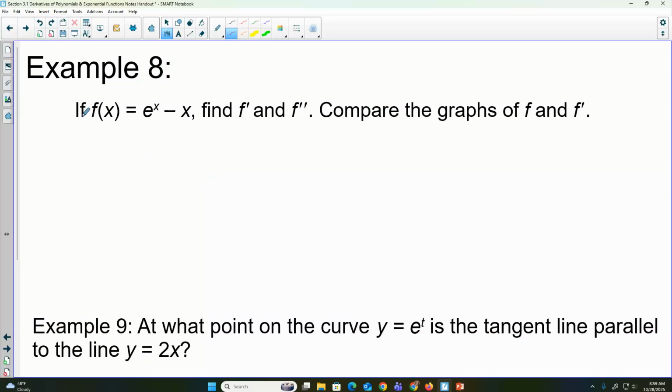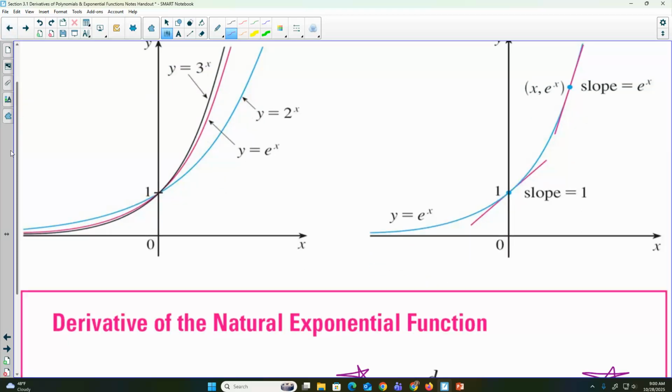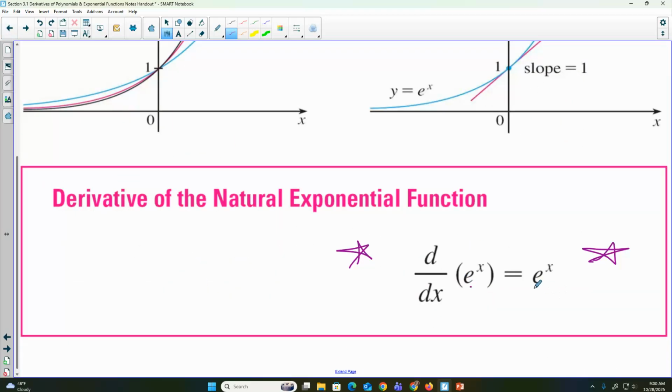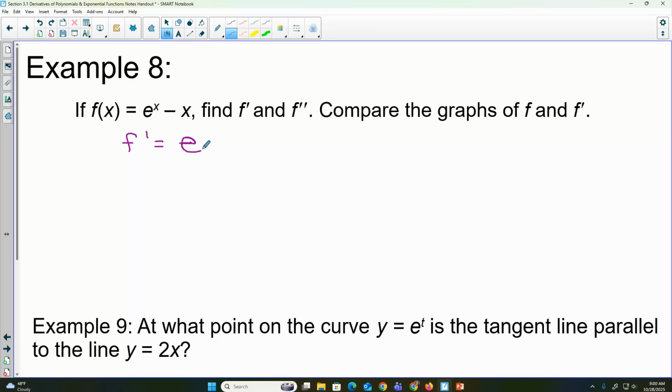So if I asked you to find this derivative, what's the derivative of e to the x? x times e? It has a different rule because it's not x to a power. Derivative of e to the x is still e to the x. Nothing changes. So derivative of e to the x is e to the x. Minus, what's the derivative of 1, or of x, excuse me.